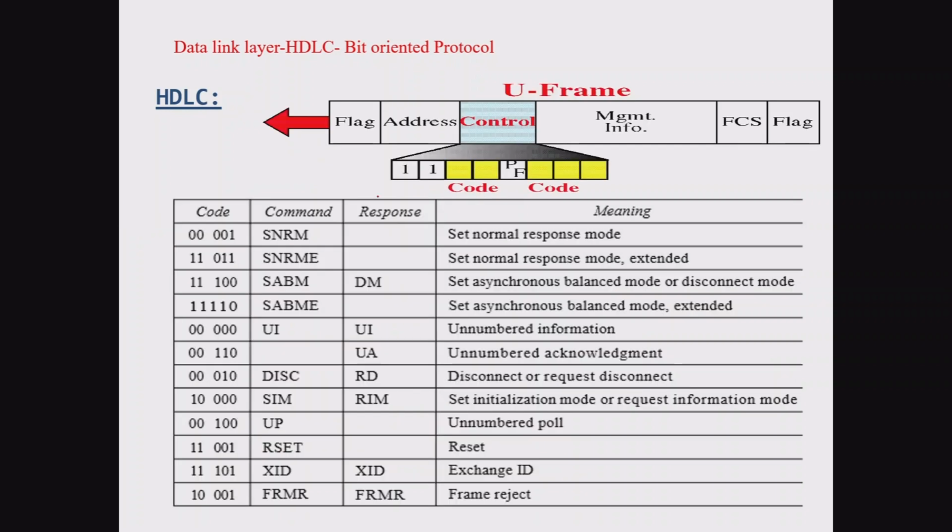Now in the case of the U frame, we have this, which is also code. This is 2-bit information and this is 3-bit information. If it is 00 together with 001, this command is used for set normal response mode. We have these kinds of commands here. This you don't need to remember.